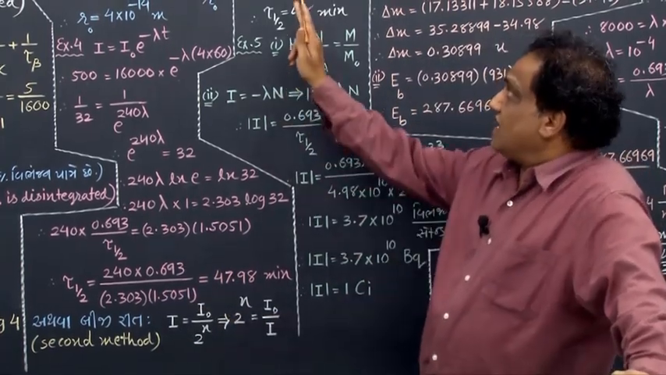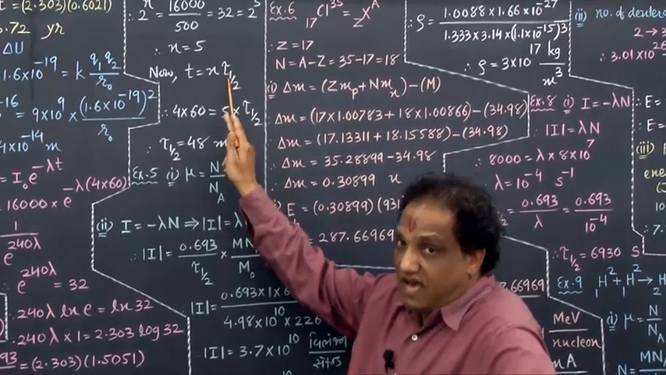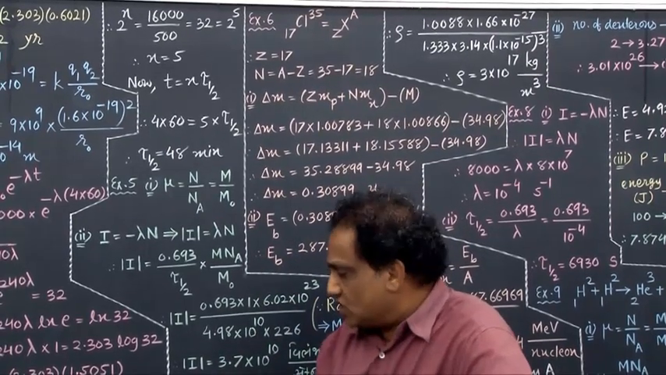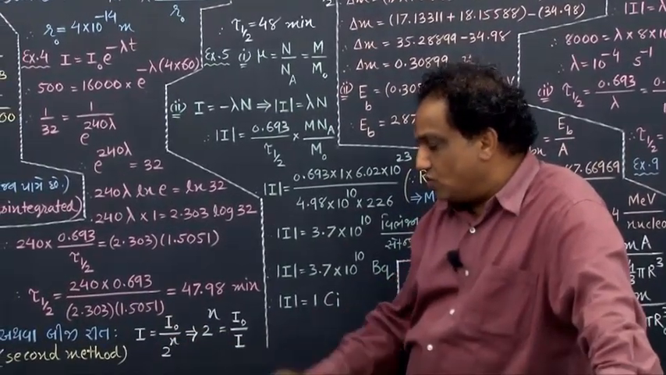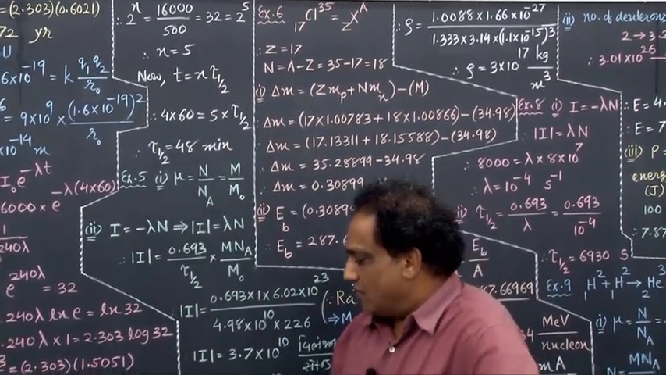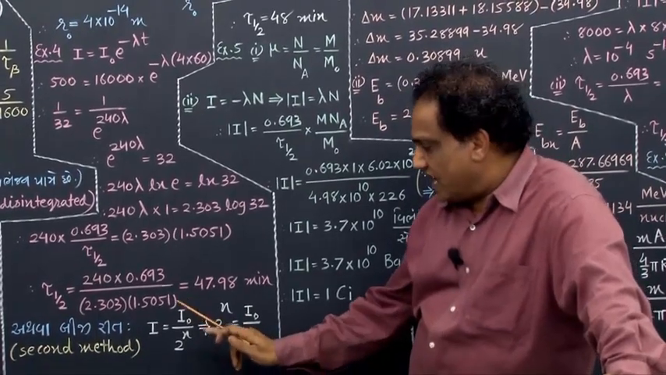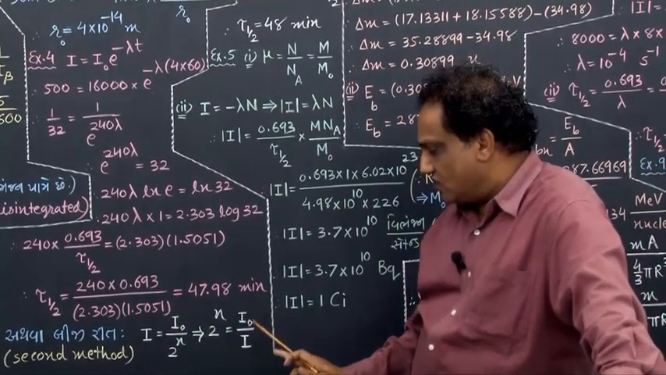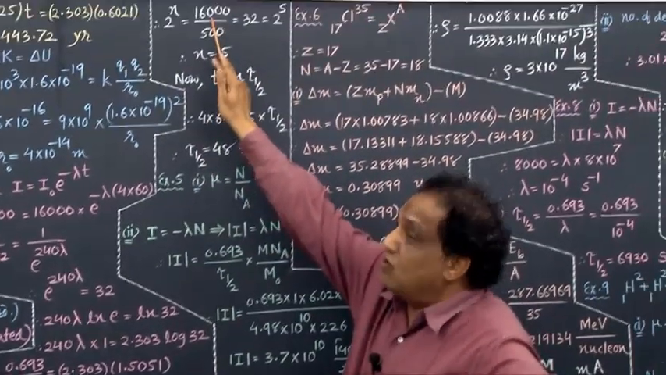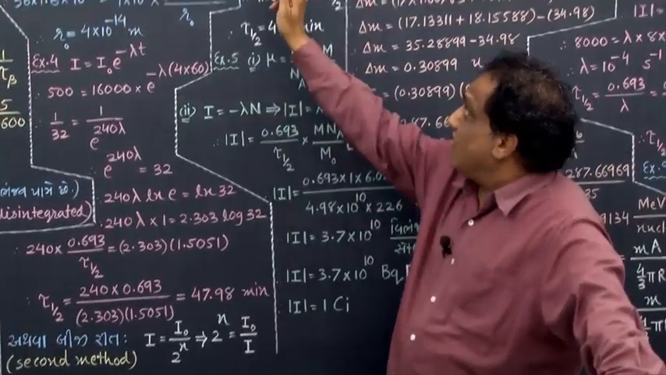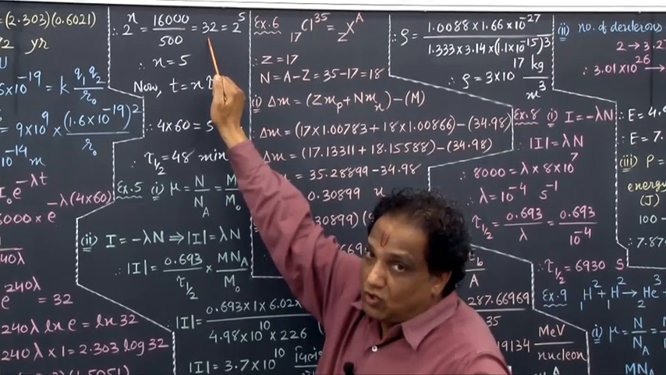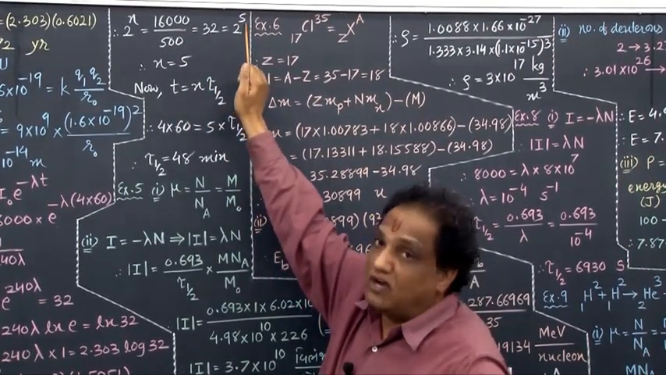You know, at the end of time equal to n times half-life, how much is the activity? 2 raised to nth part of the initial activity. So I equals I0 upon 2 raised to n, at the end of time t equal to n into tau half. Find out 2 raised to n from here. It will be I0 upon I. Now tell me, what is the initial activity? They have given 16,000 count per minute. What is the final activity? 500 count per minute. 16,000 upon 500 comes out to be 32. And don't you know 32 is nothing but 2 raised to 5?